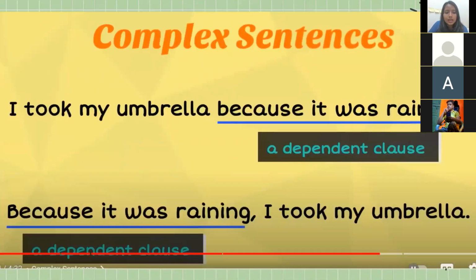Okay, so I'm not going to wait too much here. So let's look here. I took my umbrella because it was raining. Okay. Now again here, FANBOYS words are not being used. So this is a complex sentence. If I write, I took my umbrella, or let me say, it was raining, so I took my umbrella.